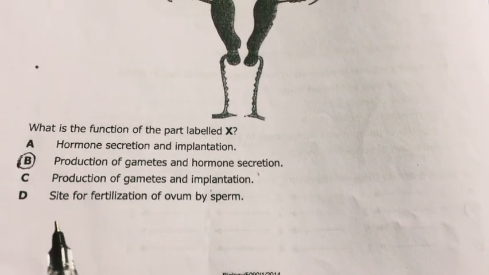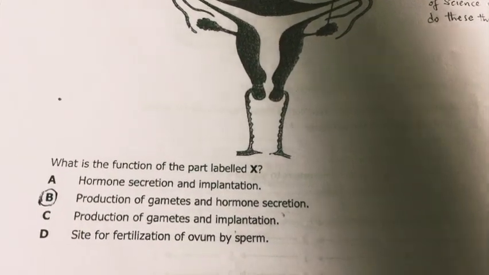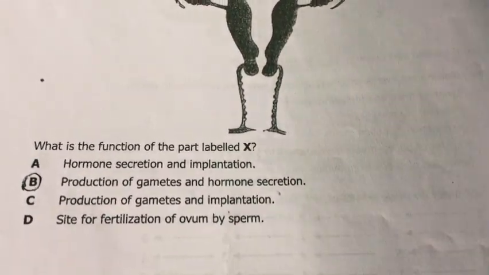This term refers to sperm cells and eggs or oocytes. So my answer there is B, production of gametes and hormone secretion. I flip the pages to 29.